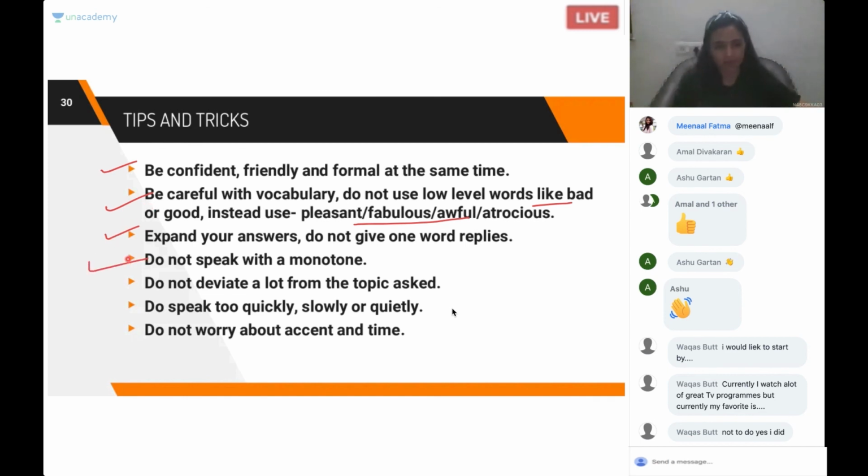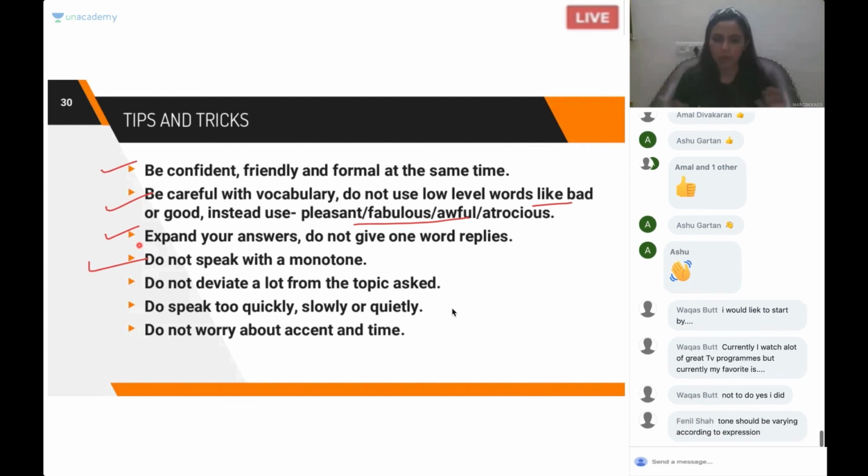Do not speak with a monotone, right? The more you speak monotonously, it just shows that you're lacking confidence. You are not so confident about what you're talking about. So if there's something that you feel is exciting, it's exciting news, you can go up with your tone, go down with your tone, try and change your tones. Exactly. Tone should be varying according to the expression.